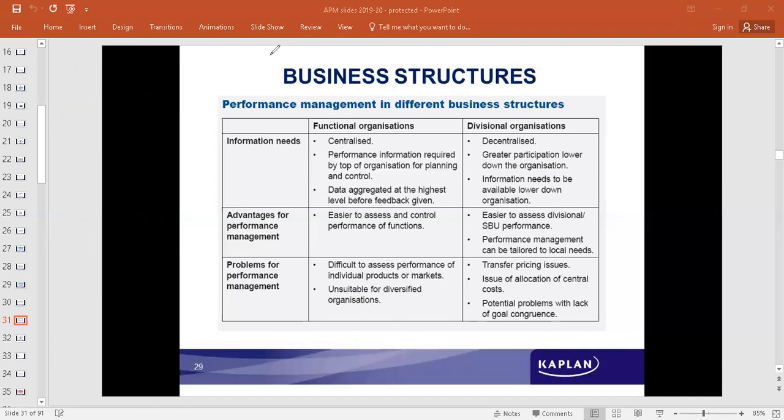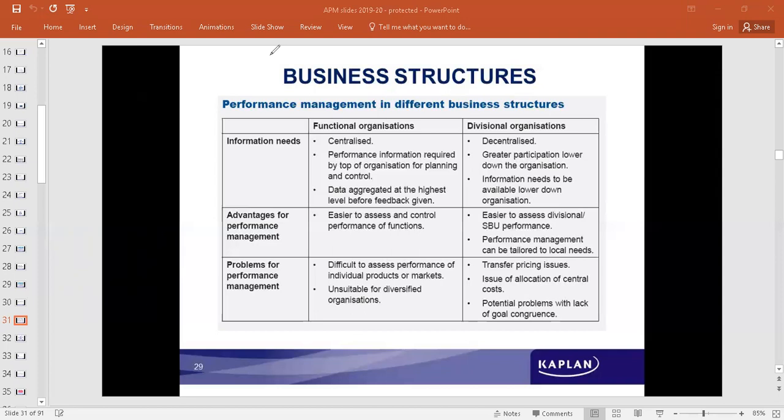organizations. So the key point here, what we need to remember is functional organization, the authority is centralized. The divisional organization, the authority is decentralized. It is divided. The authority is delegated to multiple people in the organization. So now, how do we differentiate? What are the points of differences between these two types of organizations? What kind of information is needed in case of functional organizations and in case of divisional organizations?